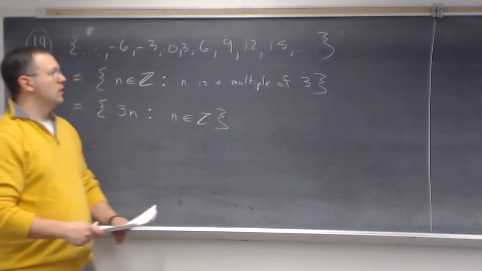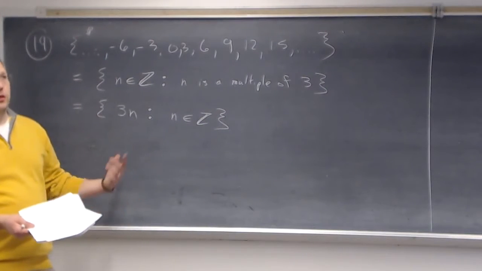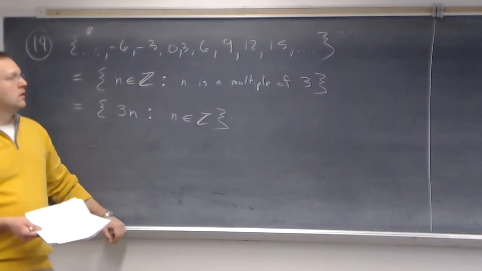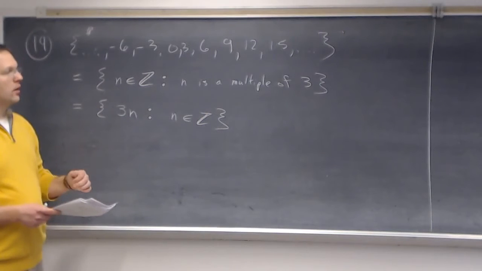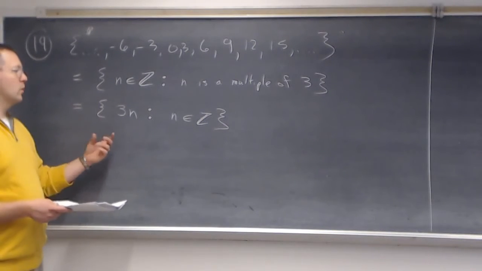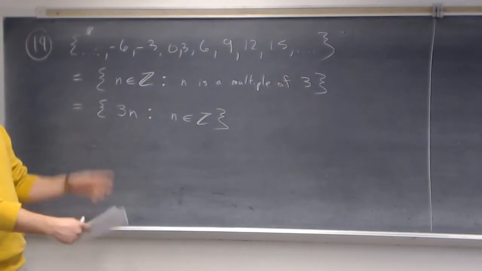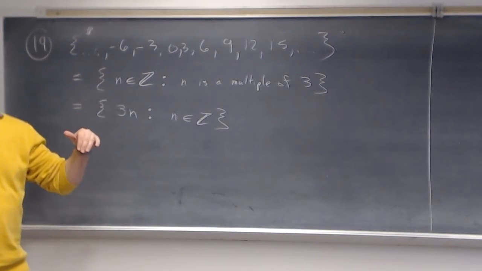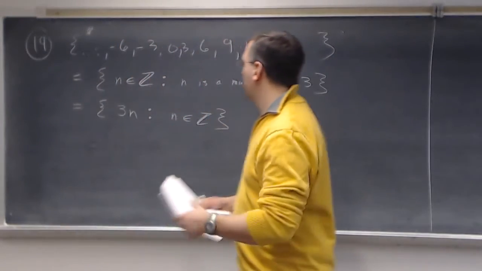What does it mean to be a multiple of 3? It means 3 times another integer. We'll talk more about this later. Like, what does it mean for a number to be even? It's a multiple of 2. Well, how do you write it? It's 2 times an integer. So here are a couple of different ways you could write this set in set builder notation. Any questions with that? All right, let's do another.